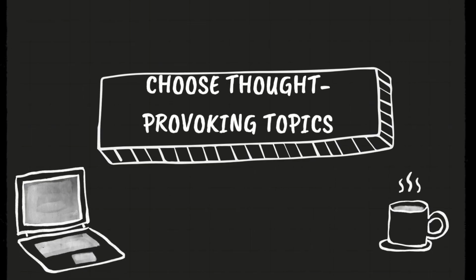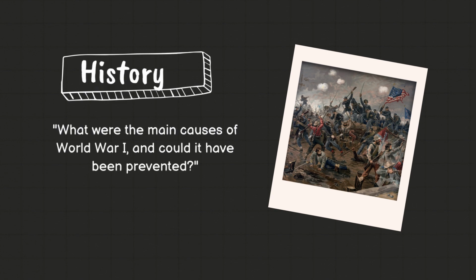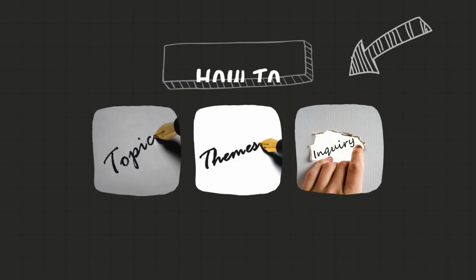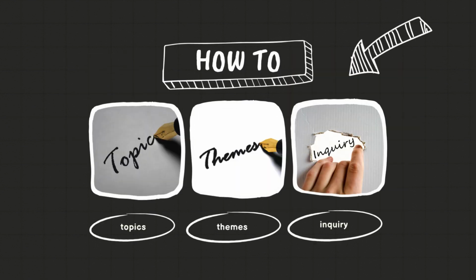Choosing thought-provoking topics. For example, in a history class, you may start with the question, what were the main causes of World War I and could it have been prevented? Let's look at the application. You want to select topics that are relevant to the curriculum and encourage deep thinking. So these topics should be open to interpretation and invite multiple perspectives.